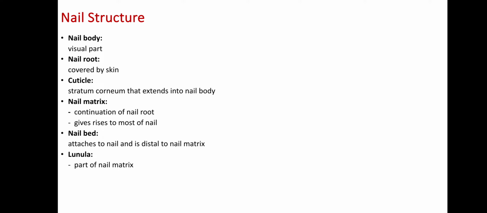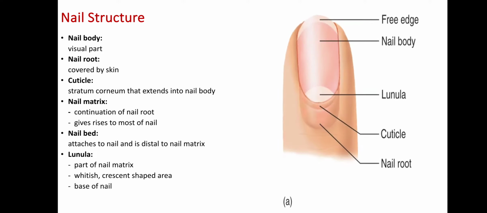We have the nail matrix, continuation of our nail root, and give rises to most of the nail. We have the nail bed, which attaches to nail and is distal to the nail matrix. And we have also the lunula, the part of nail matrix, the whitish or the crescent shape area of the nails or the base of the nail. So ayan po siya. We have the free edge, the nail body, the lunula, the cuticle. Okay, ito siya.